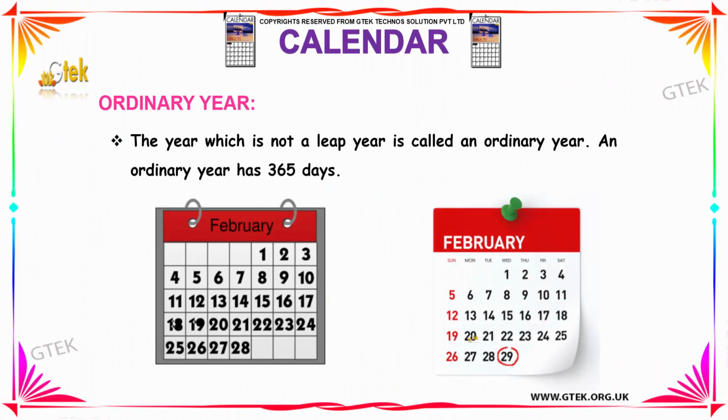Let us see an ordinary year. So, we have seen that a leap year has 366 days, whereas an ordinary year has 365 days. A leap year has 29 days in the month of February, whereas an ordinary year has just 28 days in the month of February. So, that makes 365 days for an ordinary year.